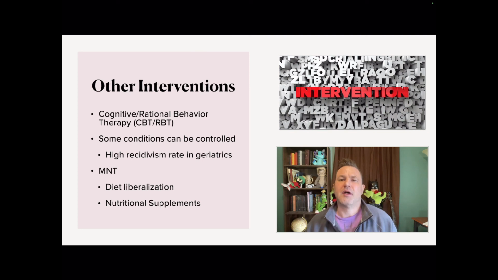Other interventions. There's cognitive or rational behavior therapy, which is CBT or RBT. You may see that in there. Some conditions can be controlled with CBT or RBT, especially anxiety disorders. People can benefit from those when you remind them that what they're doing is not logical, is not consistent with reality. This often is with medication as well. There is a higher recidivism rate in geriatrics with CBT and RBT than the general population.